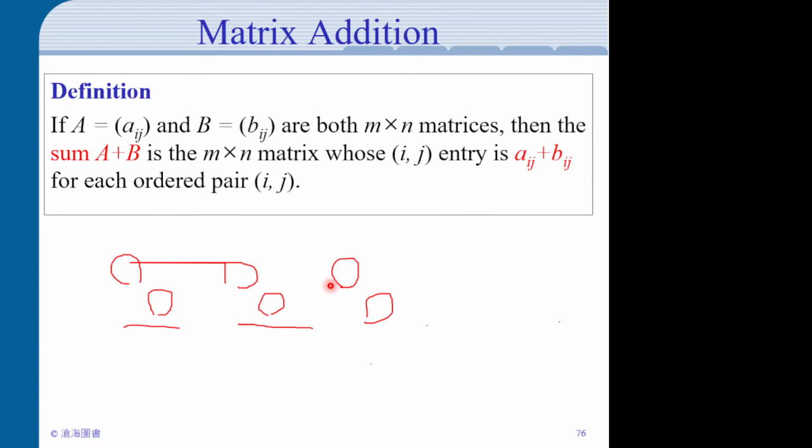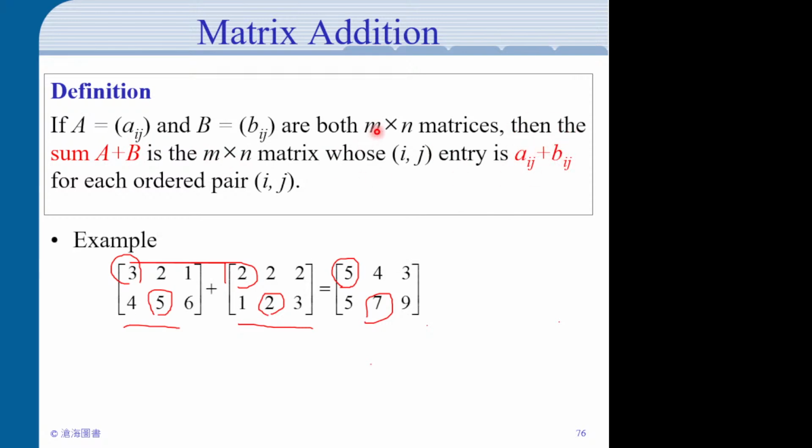And matrix addition is also pretty intuitive. So A and B are two matrices, and addition is only defined when both of them have the same dimension. Then A plus B is another matrix of the same dimension, and it's just entry-wise, you add A and B together. So it's easier to see an example.